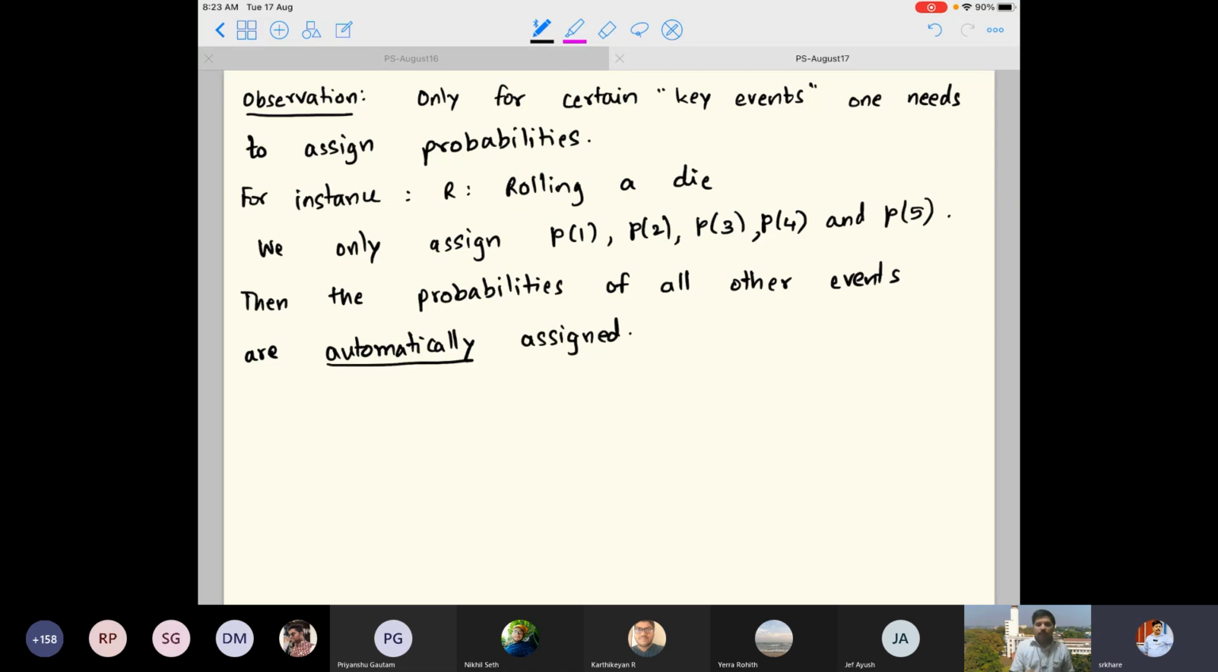So the key question is, how does this automatic assignment happen, right? How does this automatic assignment happen? Correct? How does this happen?